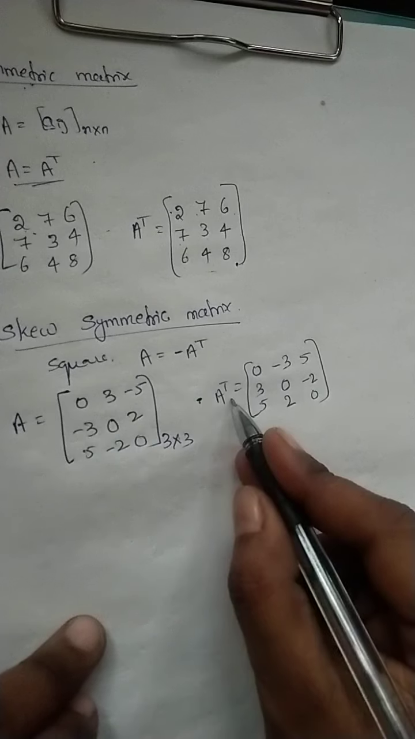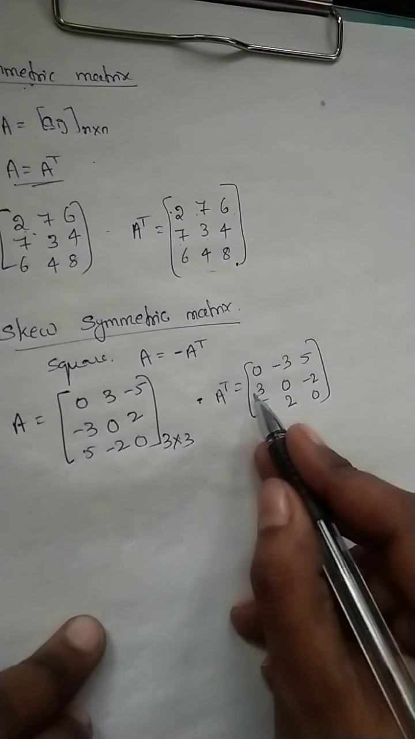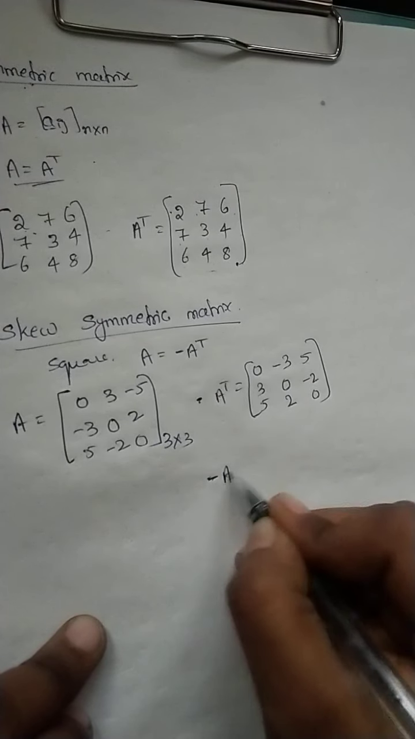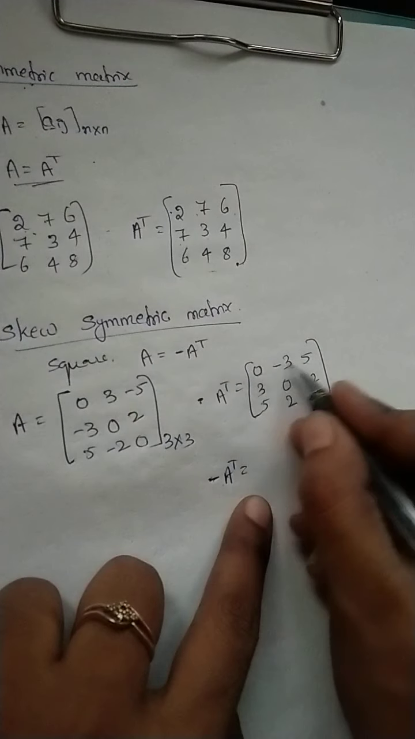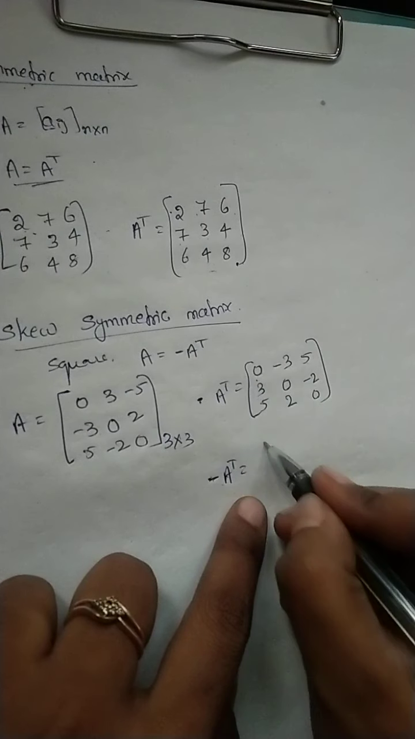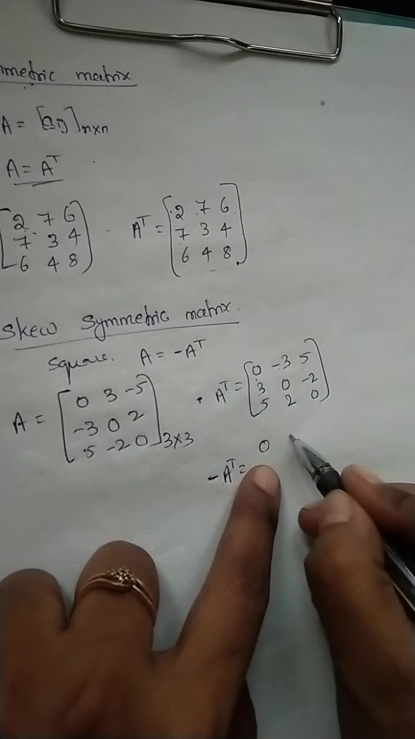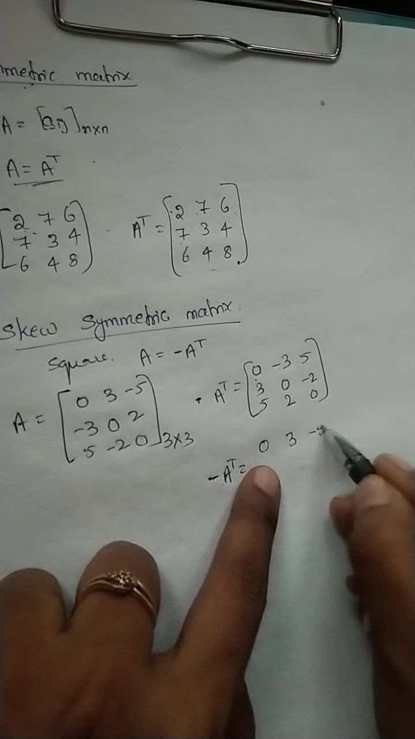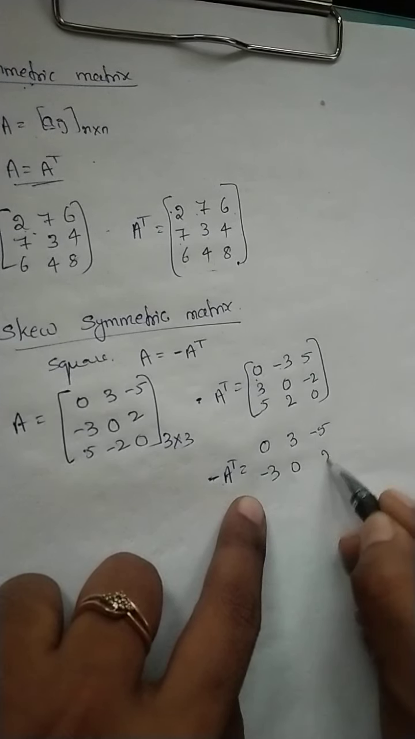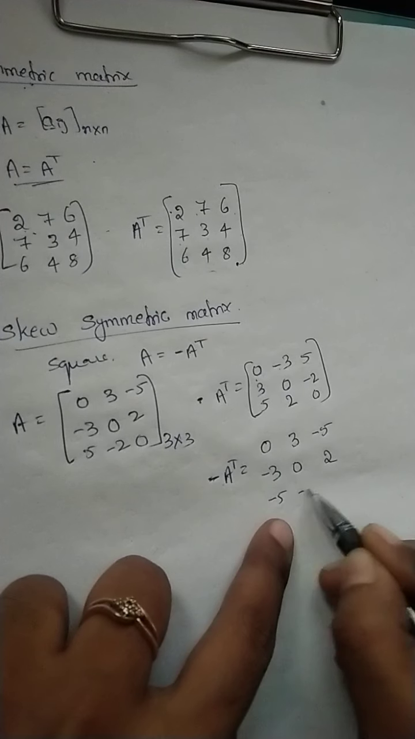Okay. Now you again multiply A transpose with the negative sign. So if you multiply negative to the whole matrix, minus 0 is positive 0 only. Minus into minus becomes plus 3, minus 5, minus 3, 0, plus 2, minus 5, minus 2, 0.